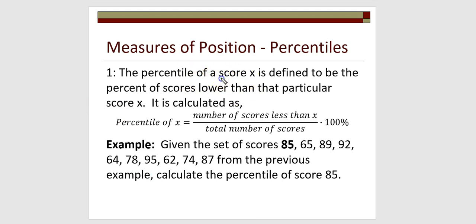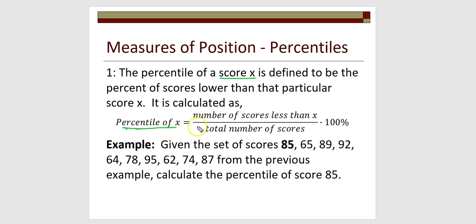So the percentile of a score X, if we're given a score X, is defined to be the percent of scores lower than that particular score X, and is calculated like this. The percentile of score X is simply the number of scores less than X. So you just have to count how many there are in the data set that are less than X. And then you divide by the total number of scores in your data set, and then multiply by 100%. And that'll give you the percentile for score X.